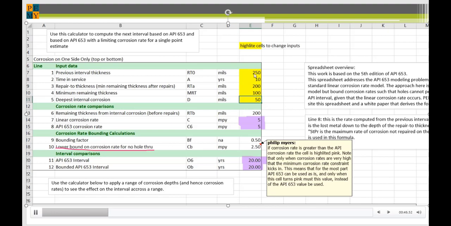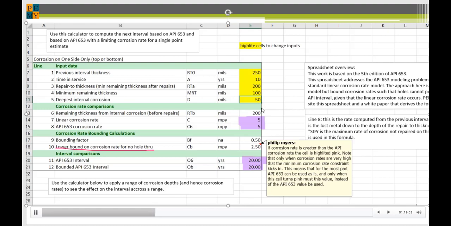So we have a standard model, pretty much a 1/4 inch bottom with a 10-year service life. The repair to thickness is a reasonable 200 mils. The minimum remaining thickness, the MRT, is 100. We'll start with a fairly low corrosion rate. 50 mils of corrosion in 10 years is, of course, 5 mils per year. API 653 agrees with that, and both alternatives give 20 years for a corrosion rate life.